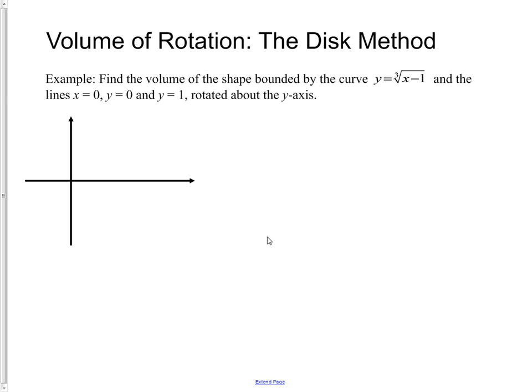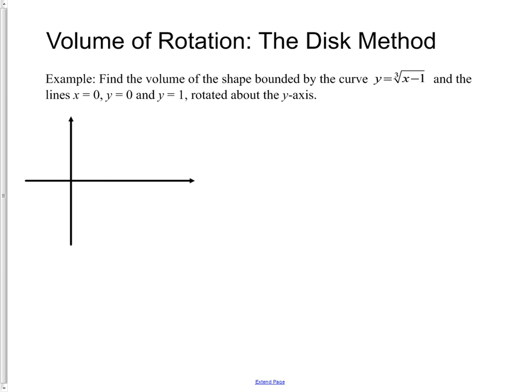Okay, so let's talk about a volume of rotation using our disk method. What we're interested in is finding the volume of a shape bounded by the curve y equals the cube root of x minus 1, the lines x equals 0, y equals 0, and y equals 1, and rotated about the y-axis. So we're going to have to go through one by one here, and let's work out what this thing would look like.